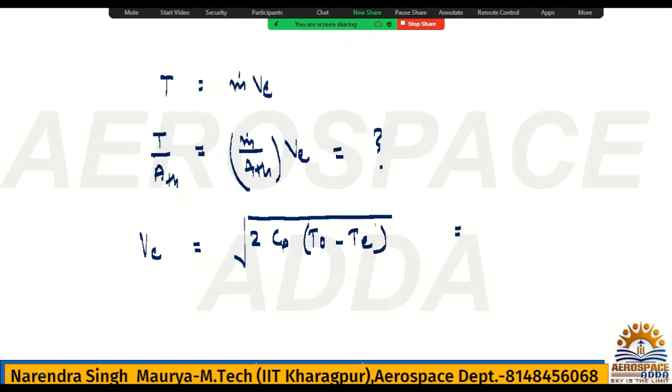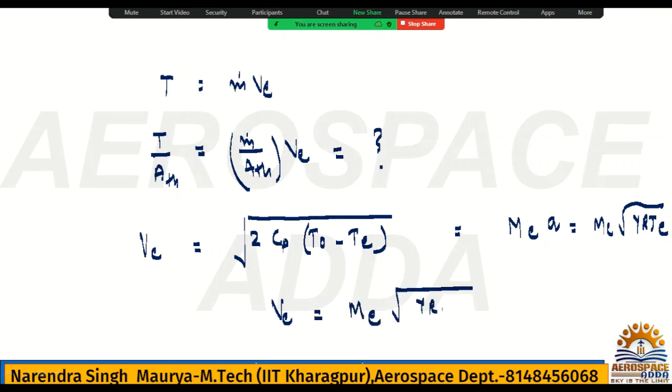Okay. Also, you can say exit velocity is nothing but exit Mach number into speed of sound, and speed of sound at the exit, because you are finding exit velocity, so root of gamma RT. I mean both formulas are correct, any one you can use and you can calculate the value. Okay, so what is the exit velocity? Exit velocity is nothing but ME root of gamma RT. This formula also you can use, it's your choice. Okay, now the thing is how to get the exit Mach number.